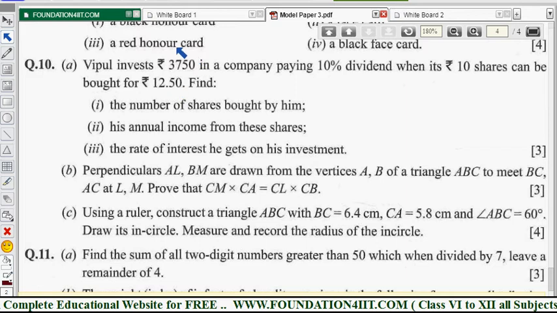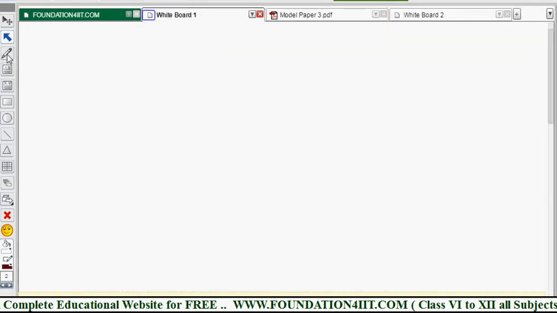So investment is 3,750 and dividend is 10%. Okay, this is the given data. Using this data, we should find out the number of shares, annual income from all these shares, and rate of interest also. So let's take the given data and find out one by one. First, if you take the given data clearly, then you'll understand what you should do. Total investment is given.